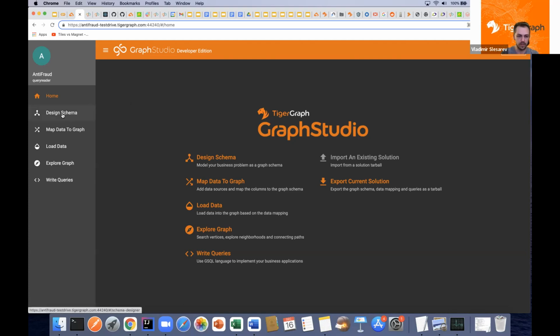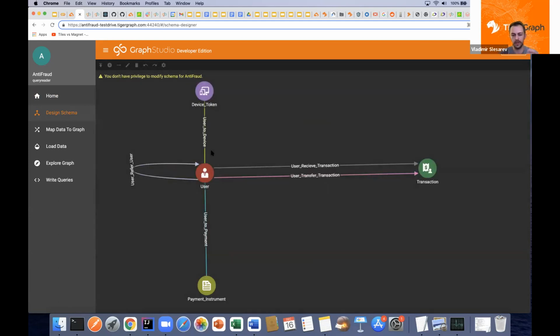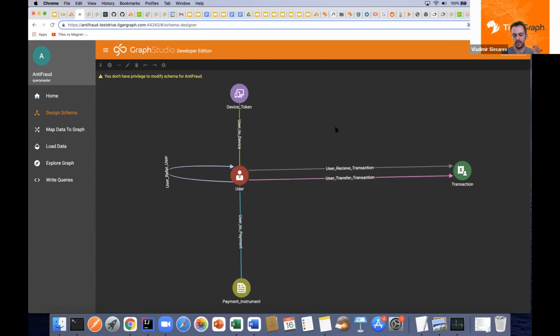What does this look like? When we're going into our graph exploration, this is a simple graph schema. This is a very simple use case. What we're representing here is essentially a Cash App or a Venmo. We have a user transaction system. We have our vertices and edges, like Prem talked about.